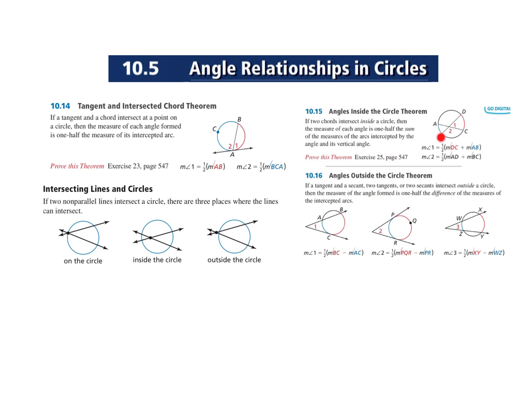Okay, so now you have the angle inside. So what you do is you add the two outside arcs together, and then you divide by 2. Okay, and this is outside the circle. So what you do is you take the bigger arc minus the little arc, and then you take half.